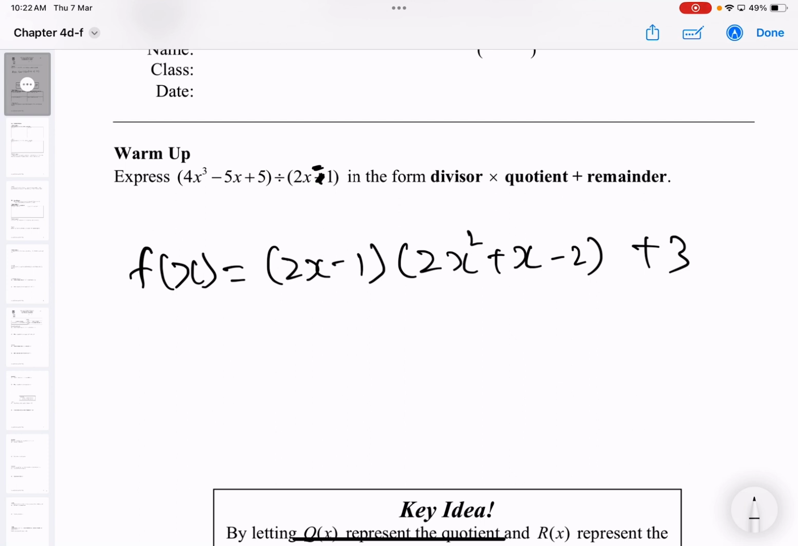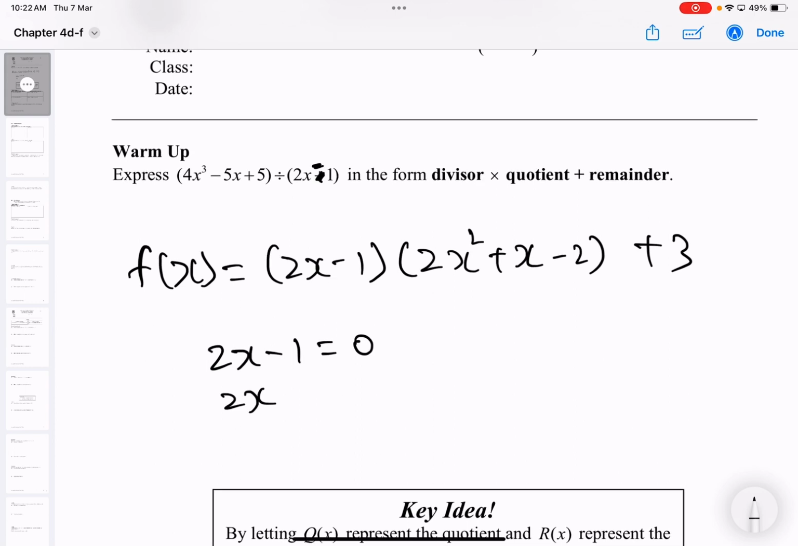Can you see that? So how do I make this 0? If I want to make 2x minus 1 equals 0, what must the value of x be? 2x equals 1, x equals half. If you substitute half inside here, 2 times half gives me 1. 1 minus 1 is 0. Immediately this whole thing will disappear. What remains is just the value of the remainder.